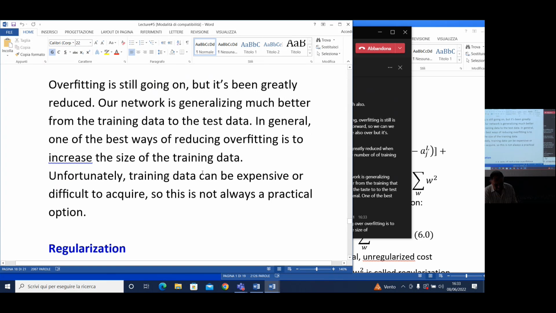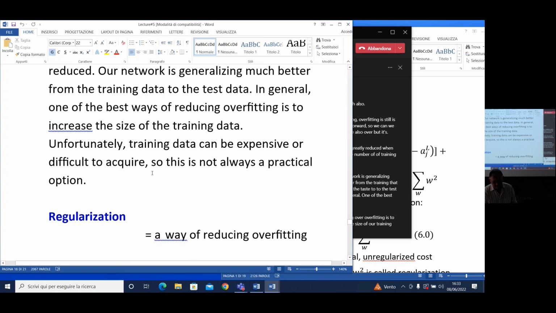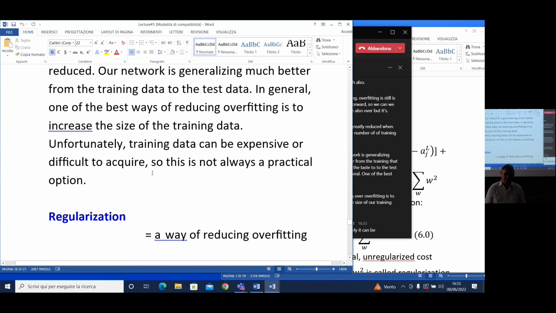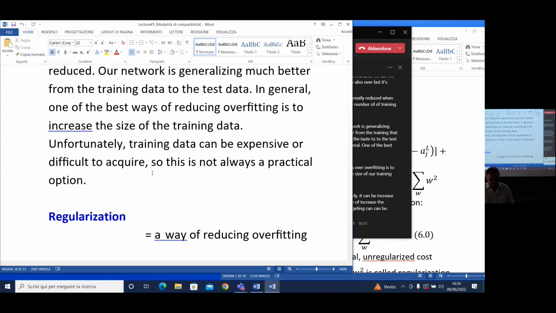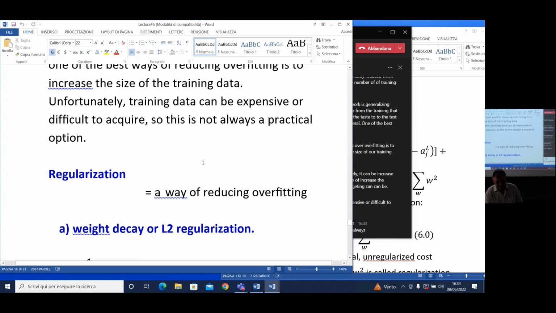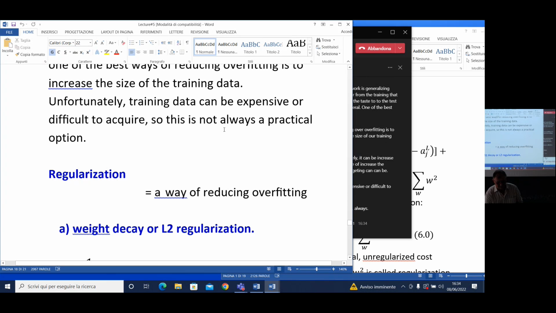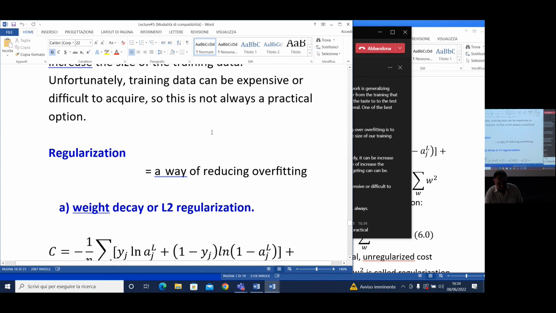In general, one of the best ways of reducing overfitting is to increase the size of our training data. Unfortunately, training data can be expensive or difficult to acquire. So it is not always a practical option.